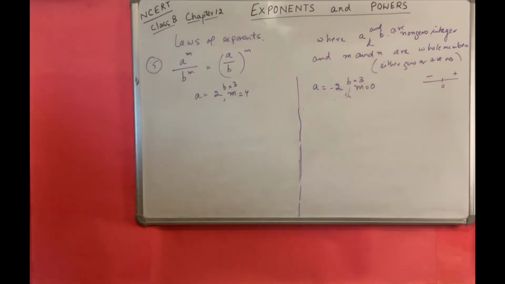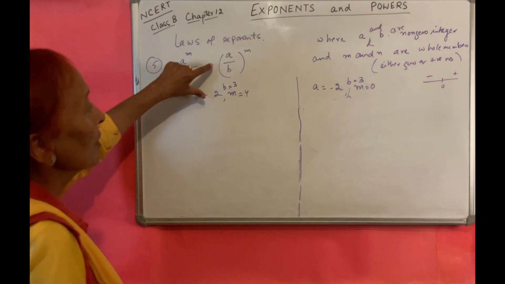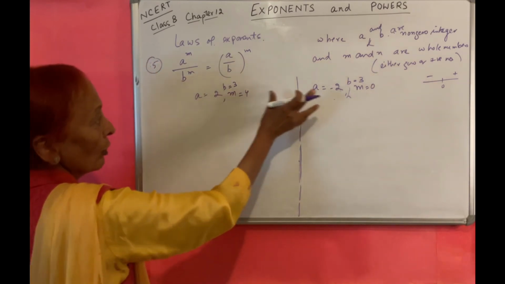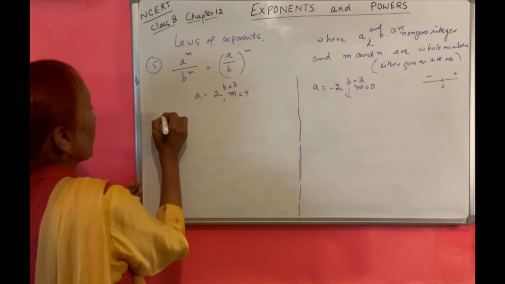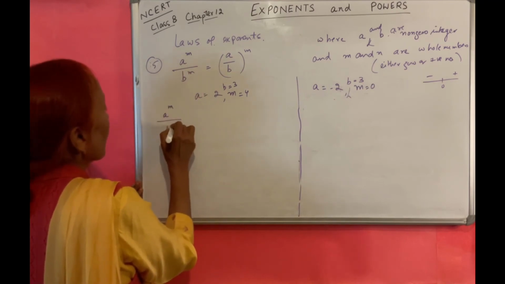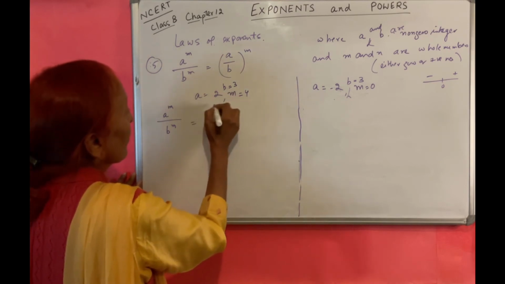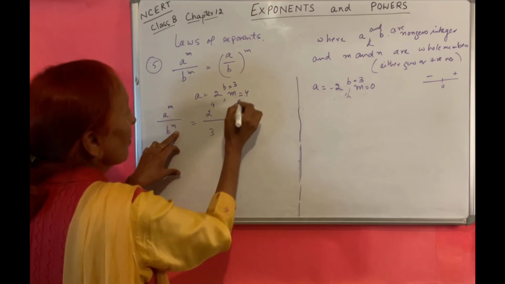Fifth law is a raised to power m upon b raised to power m is equal to a by b raised to power m. We'll do for these two cases because in these two cases all the numbers are covered. So left hand side is a raised to power m upon b raised to power m. What is a here? 2, raised to power m is 4. b here is 3, raised to power m is 4.